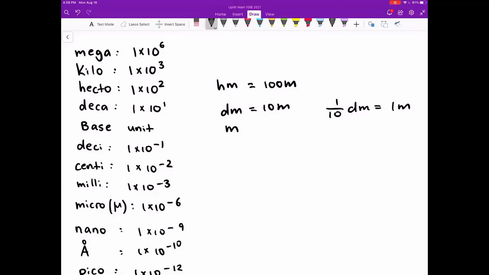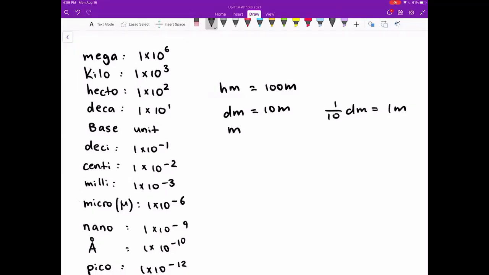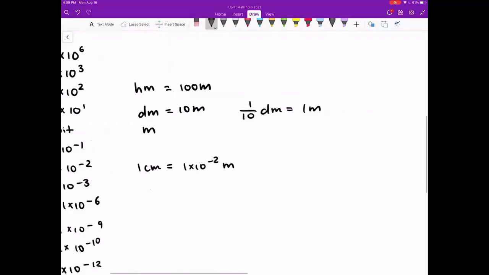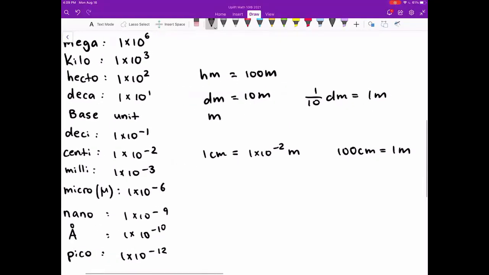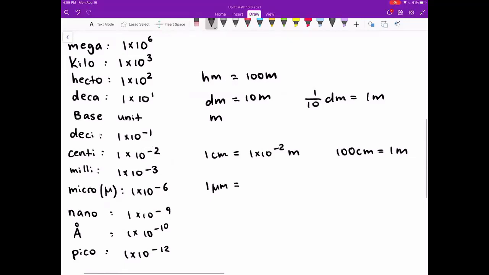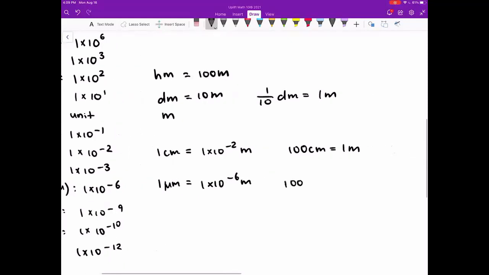For centimeters, we can do something like 1 cm is 1 times 10 to the negative 2 meters. So if we flip this, we get 100 centimeters is equal to 1 meter, which we all know is true. Or something like micrometers, 1 micrometer is equal to 1 times 10 to the negative 6 meters. So 1 million micrometers is equal to 1 meter.